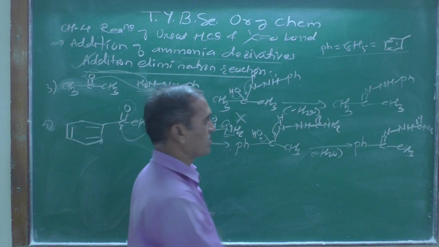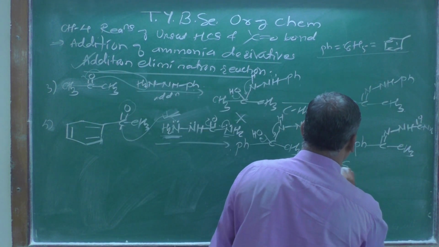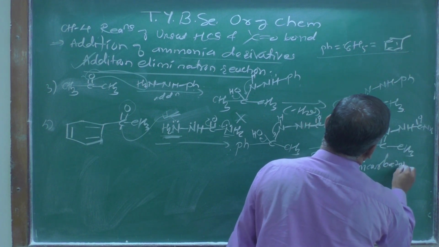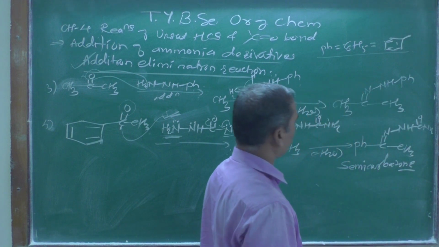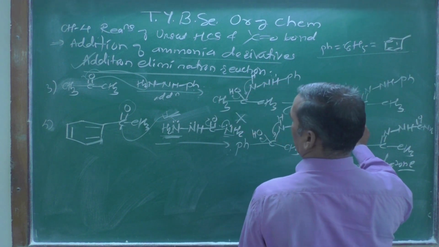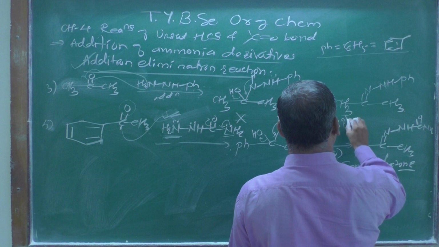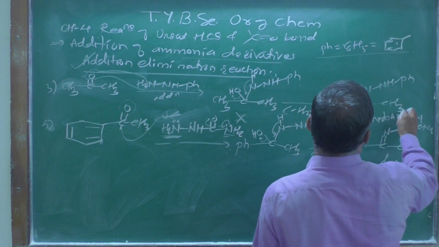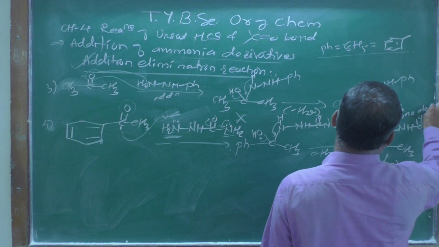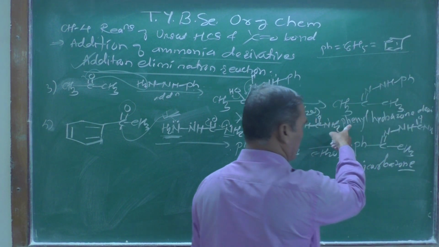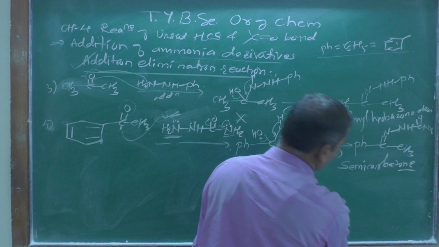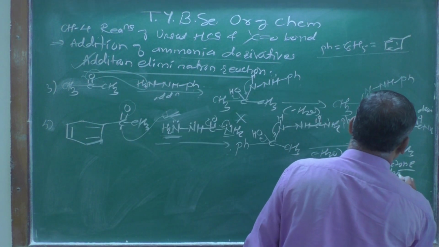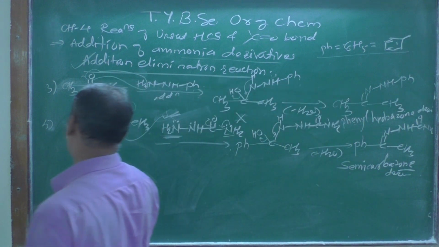So this is called a semicarbazone derivative. This is known as a semicarbazone. Remember one here. And the other one is called a phenyl hydrazone derivative. This is known as a phenyl hydrazone derivative. This is known as a semicarbazone derivative. Remember this one, derivative.